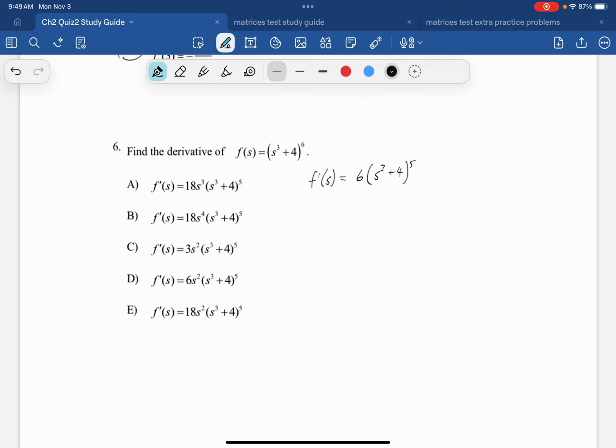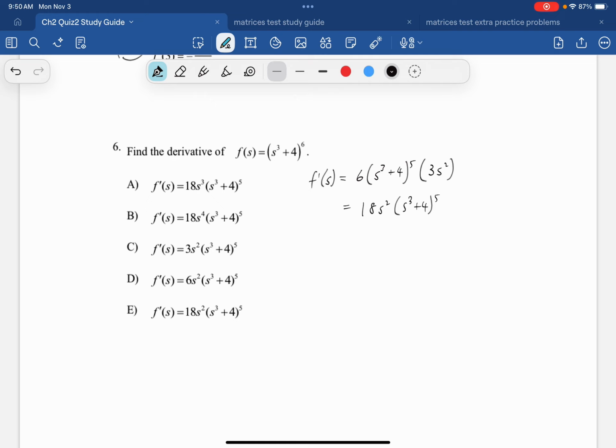I'm taking the derivative of the power of 6 while leaving the inside alone. And then finally I'm going to multiply by the derivative of the inside, which is just 3s squared. And the 4 is going to have a derivative of 0, so that can be ignored. And so after a little simplification, that's just 18s squared times s cubed plus 4 to the power of 5.